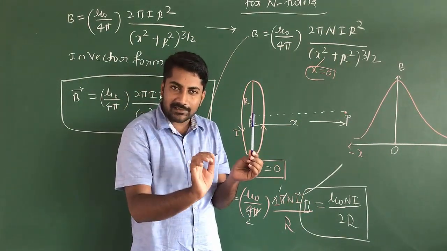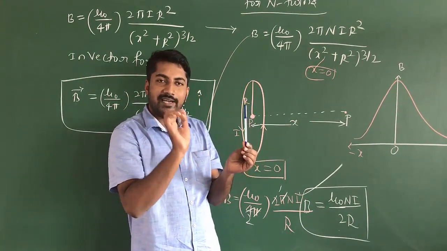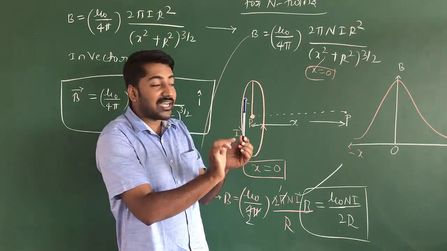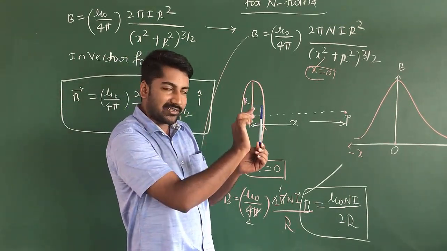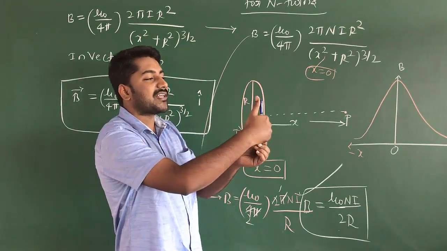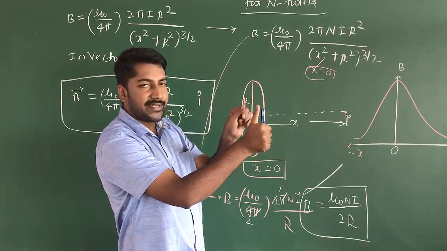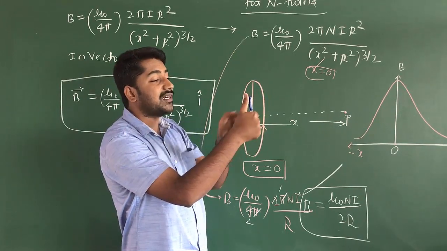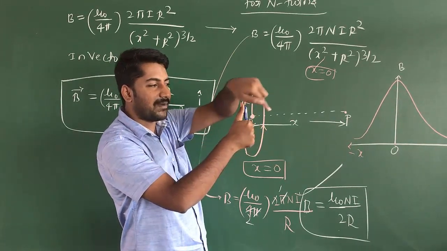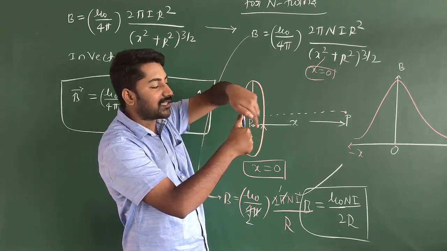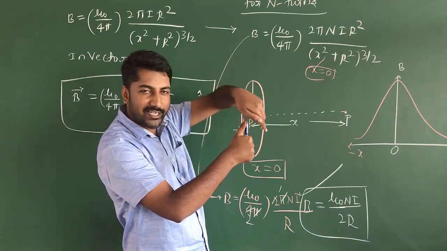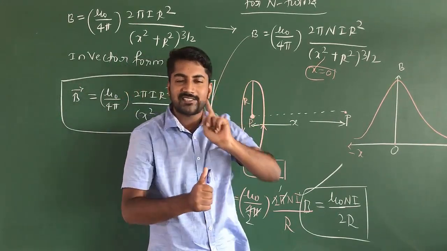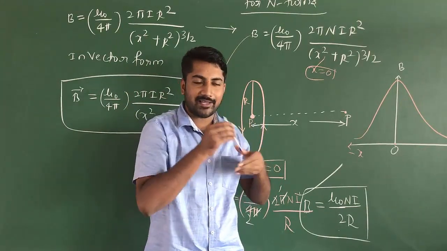The right hand thumb rule states that the current carrying conductor is enclosed by the right palm, the thumb points in the direction of the current, and the curled fingers, in the form of a circular ring, indicate the direction of the magnetic field. This is one statement, for a straight wire.